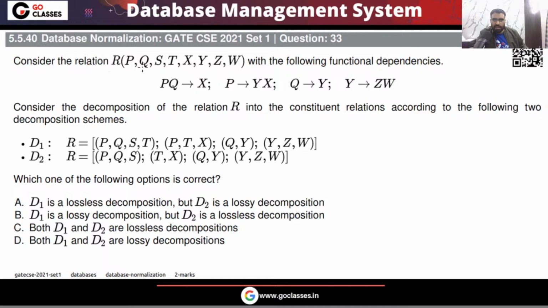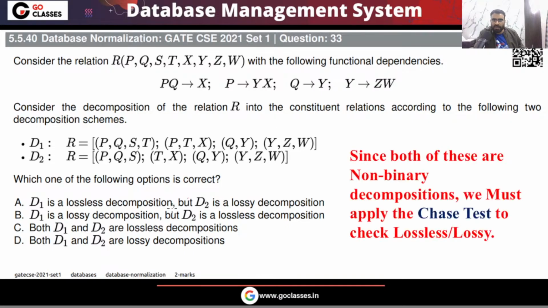Consider a relation R(P, Q, S, T, X, Y, Z, W) with the following functional dependencies. We are decomposing the relation R into, basically, two decompositions given to you: decomposition 1 and decomposition 2. So there are two different decompositions of R, and the question is asking which decomposition is lossless and which is lossy. You can notice one thing, that both decompositions are non-binary decompositions.